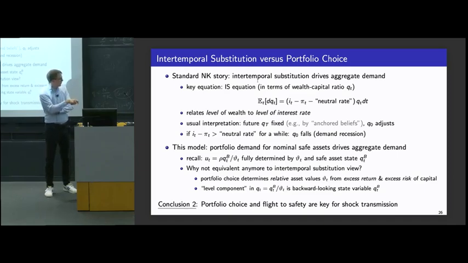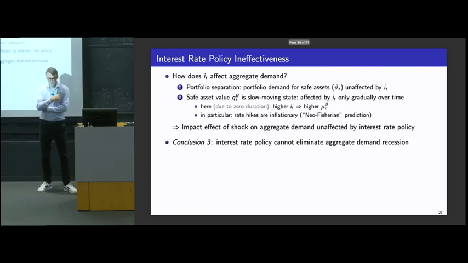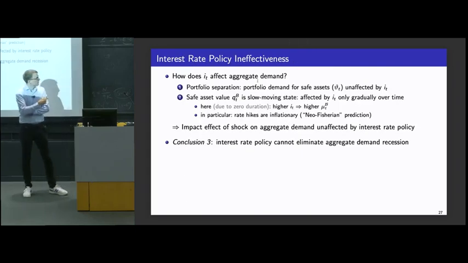It's really more about the portfolio choice side. The IS equation logic is a little bit confusing for this model. Instead, let's talk about interest rates. Okay, so how does the interest rate affect aggregate demand here?